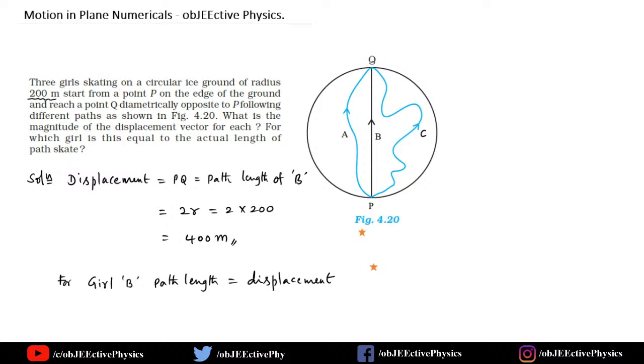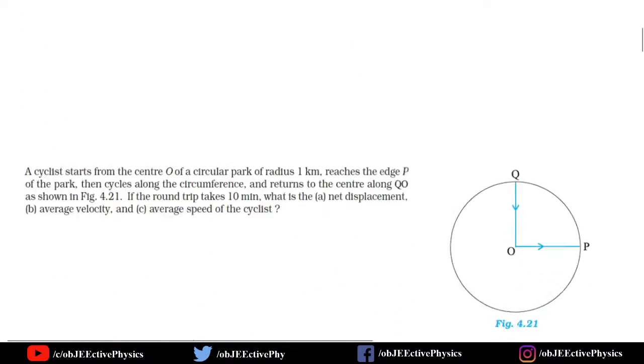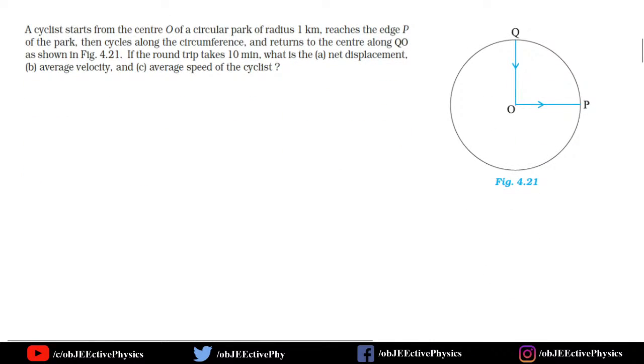Okay. Now I will move to the next question. See the question 2 for today's class. It is also a simple question. First read the question. A cyclist starts from the center O of a circular park of radius 1 kilometer. See here radius is given as 1 kilometer. Reaches the edge P of the park.